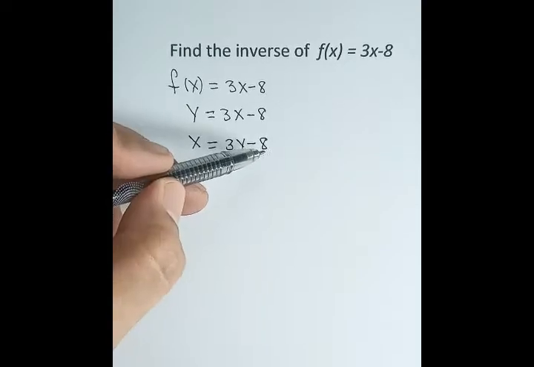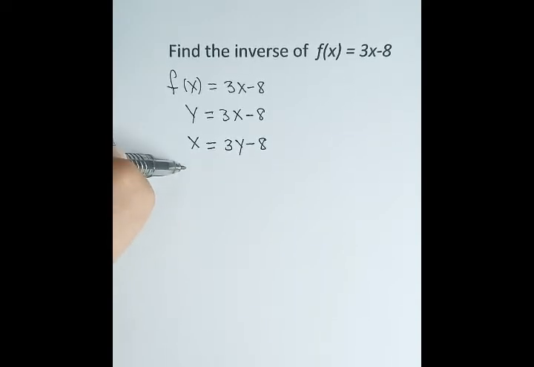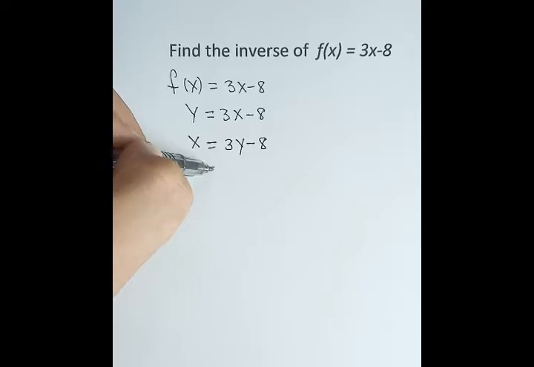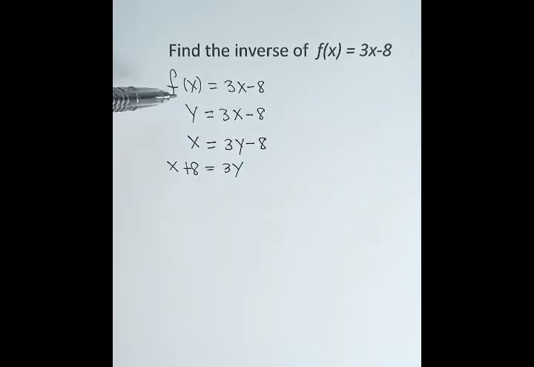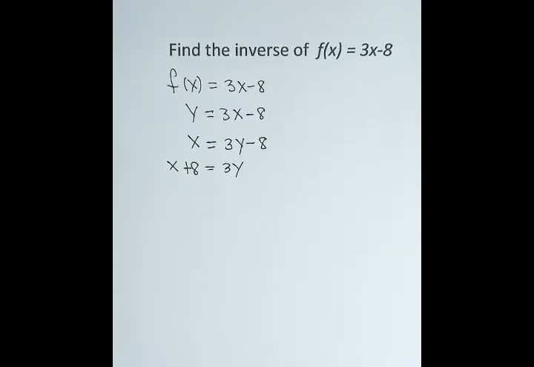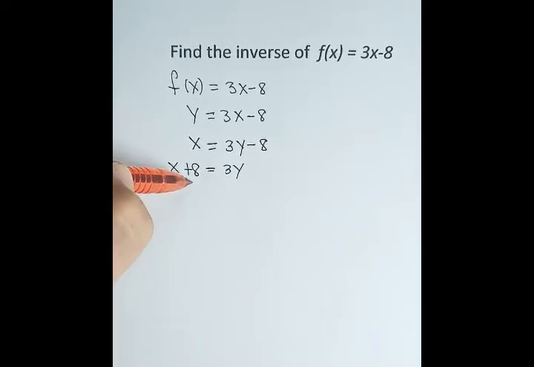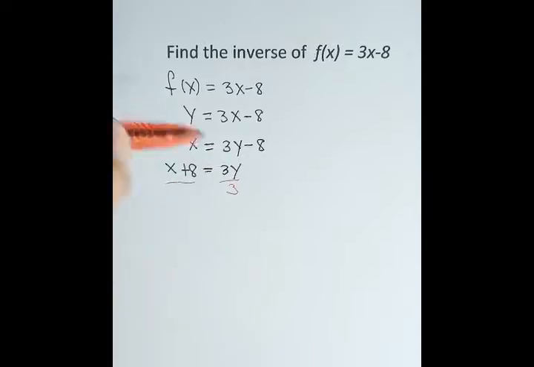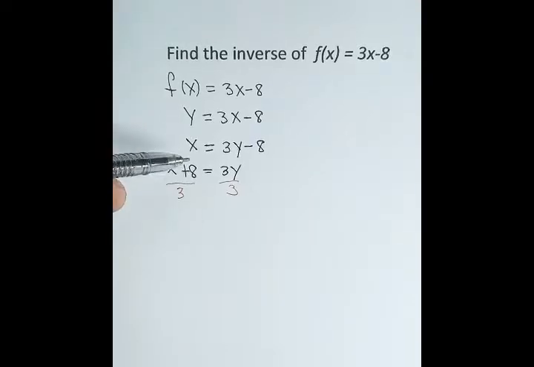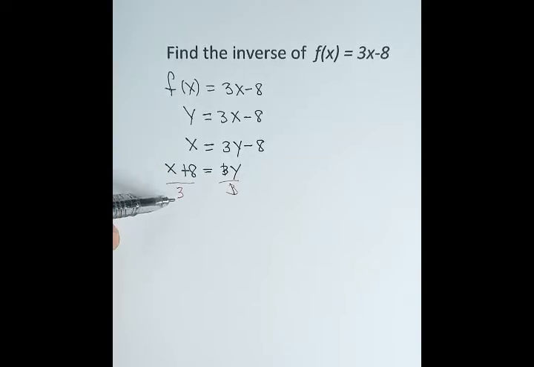So first we transpose the 8 to the other side. So this becomes x plus 8 is equal to 3y. Then we transpose the 3, or we divide by 3 on both sides. So what happens is the 3 on the right cancels out. On the other side what remains is x plus 8 over 3.